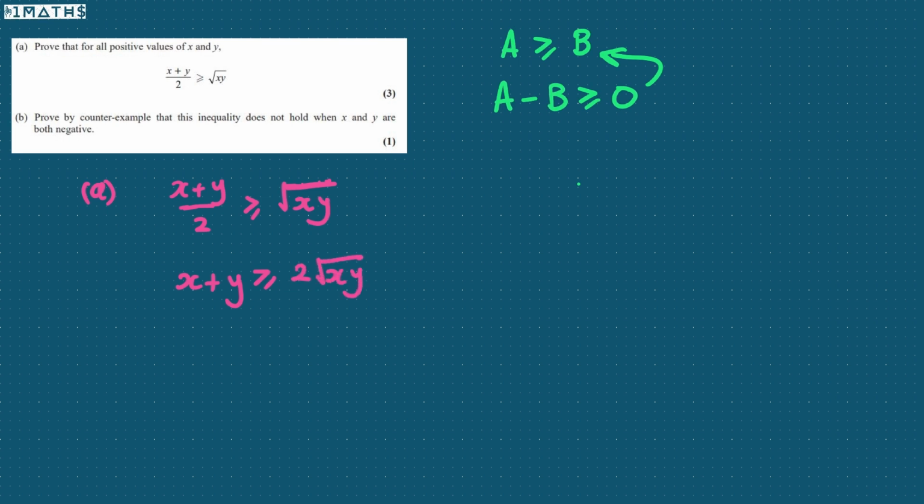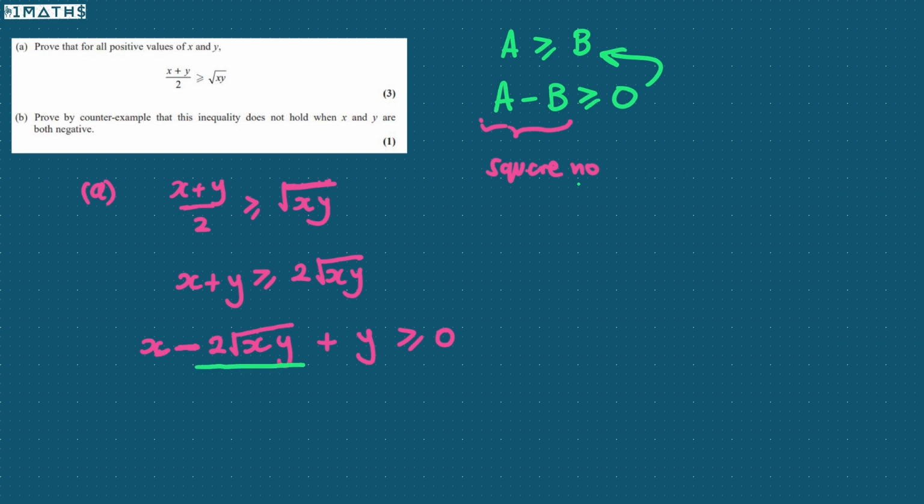I then recall I want to write it in the form of a square number, because we know that a square number will always be greater or equal to 0. So I'm going to rearrange this to get x minus 2 root xy plus y greater or equal to 0. This is my middle term.